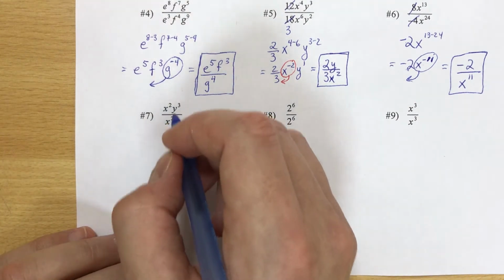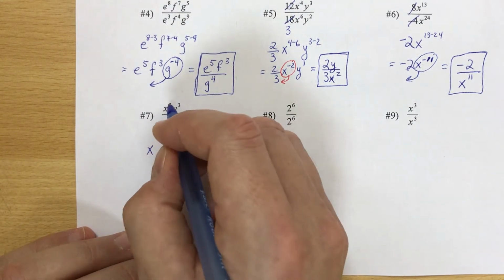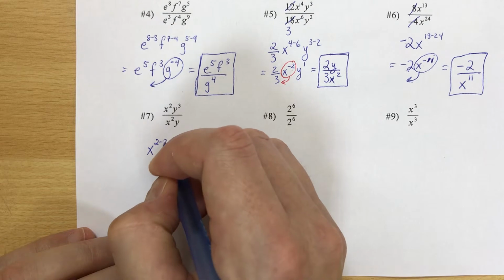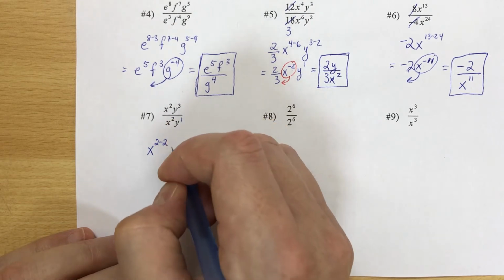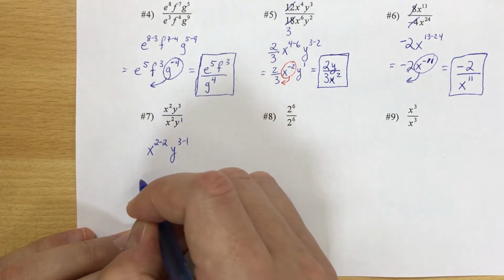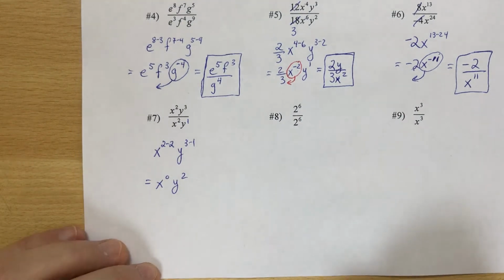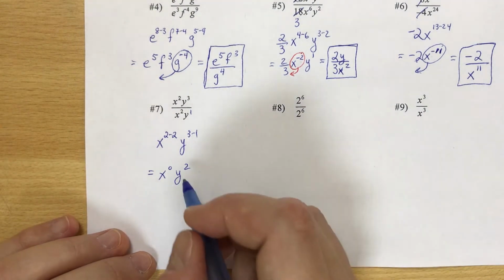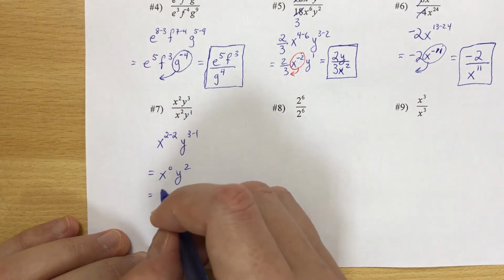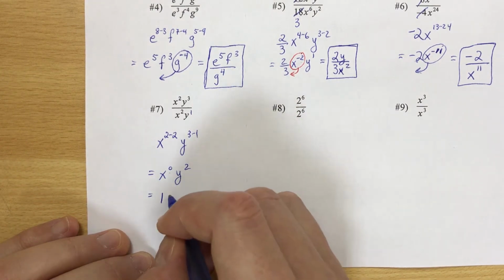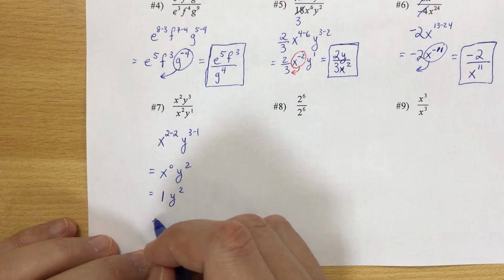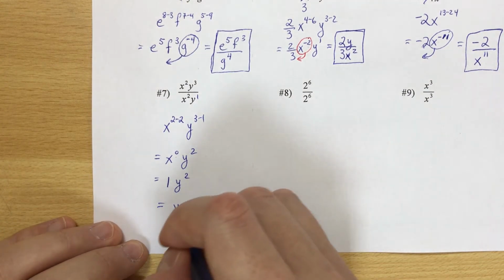Number 7, x to the 2 minus 2, and then y to the 3 minus 1, we get x to the 0, y to the 2nd. Well, on the back, you're going to learn that anything to the 0 is actually equal to 1, and that's y to the 2nd. So our answer is just y squared.